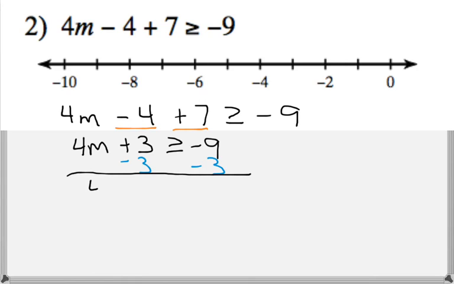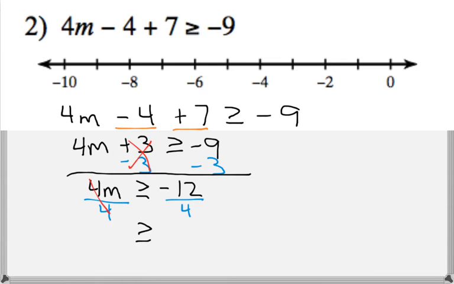That's going to leave us with 4m, and plus 3 minus 3 gives us 0, canceling out. And negative 9 minus 3 gives us negative 12. We still do not have the m by itself, so now we need to undo that times 4 by dividing by 4. We're dividing by a positive number, so our inequality is going to stay the same. We don't need to change it.